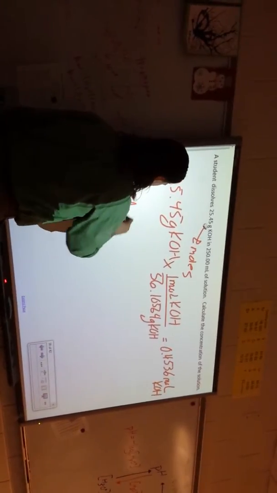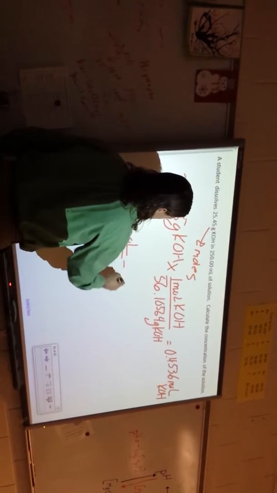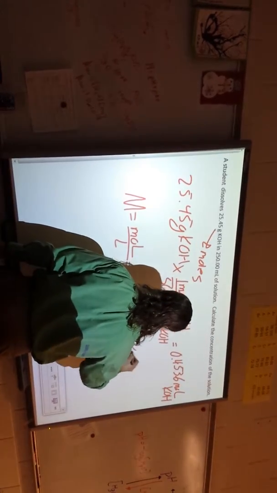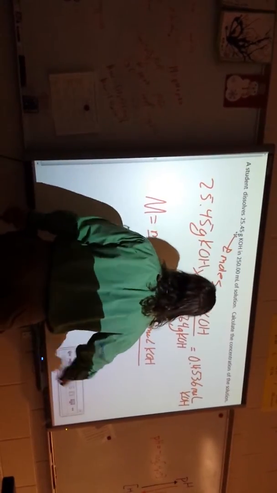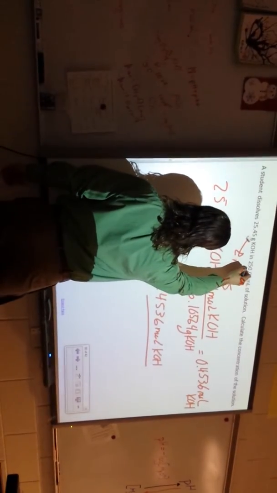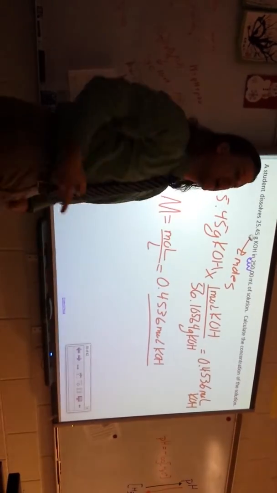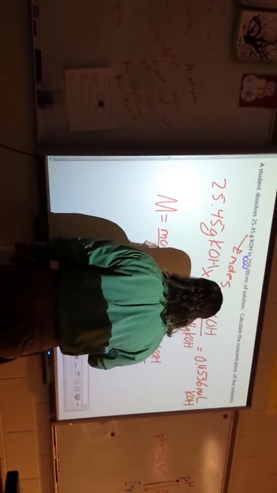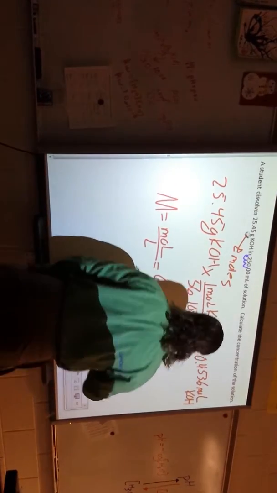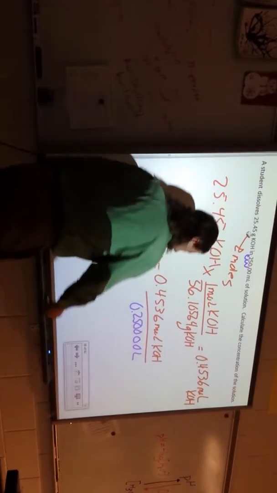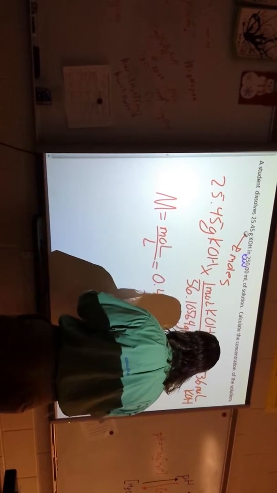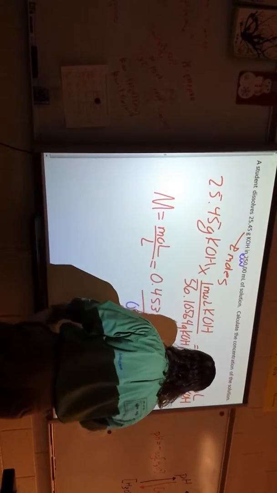Second thing we're going to do is calculate molarity, which is moles per liter. So I'm going to take these 0.4536 moles of KOH and I'm going to divide it by the volume, which is 250 milliliters, but because it's liters, we have to move the decimal 3 places to the left because we divided by 1,000. So I'm going to have 0.25000 liters. And so when I plug this into the calculator, I get a concentration of 1.814 molar KOH.